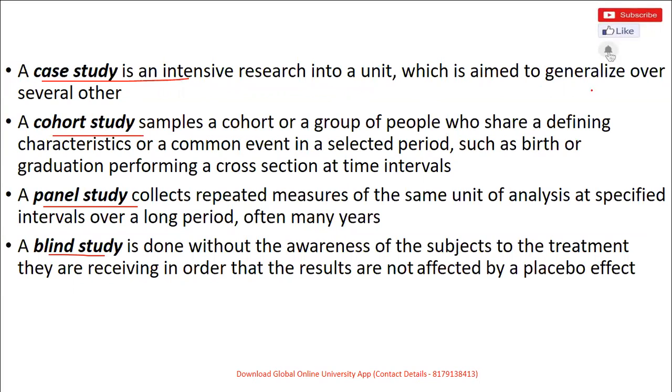So a case study gives you a basic generalized aim, which aims at generalized things. Cohort means a group. Panel means the specialist. And a blind study is where you're not aware of the treatment, where you're not aware about the subject. For example, in the form of a placebo, you just play with the mindset of the people. In such a case, if you do that study, it's called a blind study.